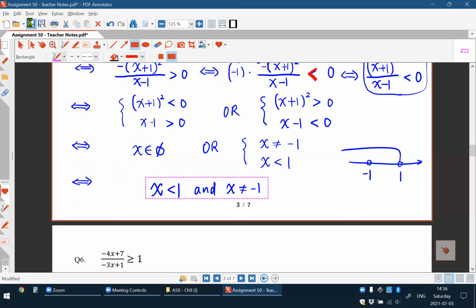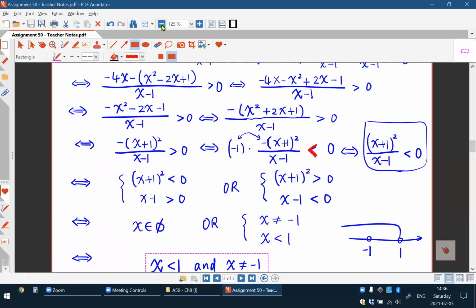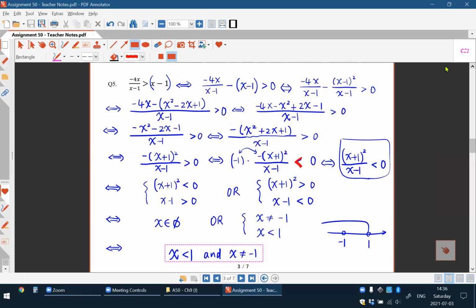And I strongly recommend that you check your result by putting minus 1 into the original expression. What will happen if x is minus 1? Let's check. So if x is minus 1, the left-hand side, okay, let's verify.